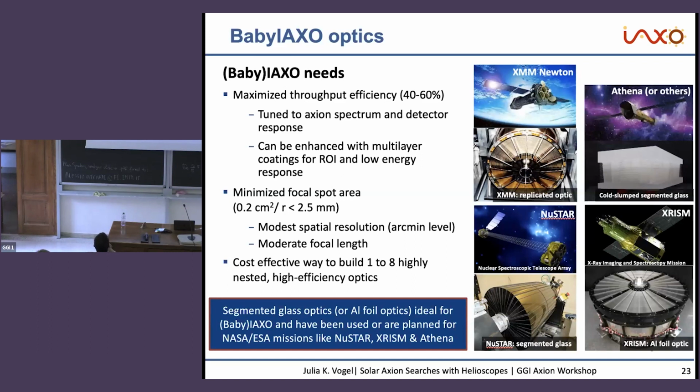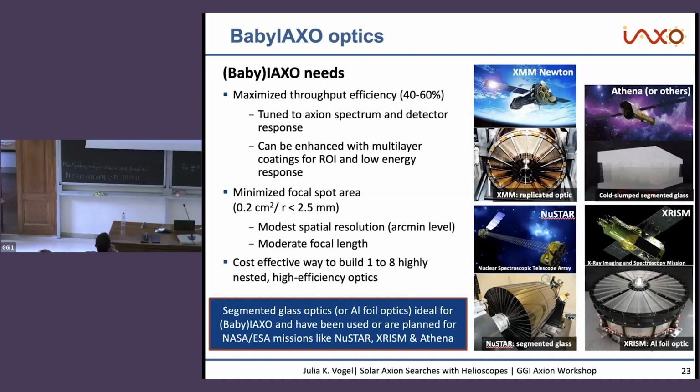So that's relatively modest spatial resolution, speaking in terms of space optics. We want a moderate focal length, so we do not want the typical, for example NuSTAR has a 10-meter focal length. We would like to keep that as small as possible, between 5 and 7 meters. And we need a cost-effective way because we eventually want to build 8 of these telescopes. So the segmented glass optics as used for NuSTAR or as a backup technology for Athena are our baseline.